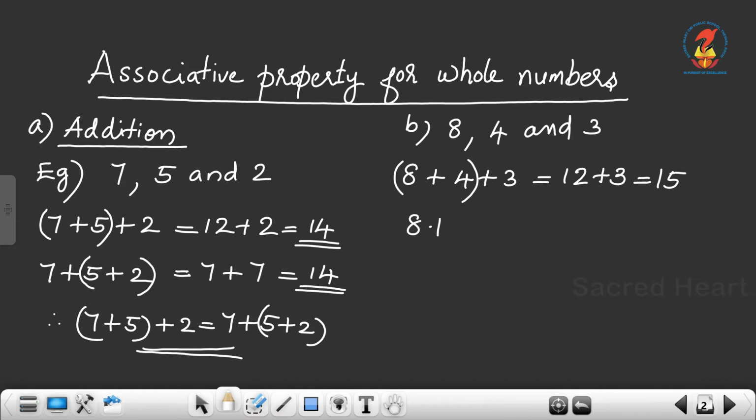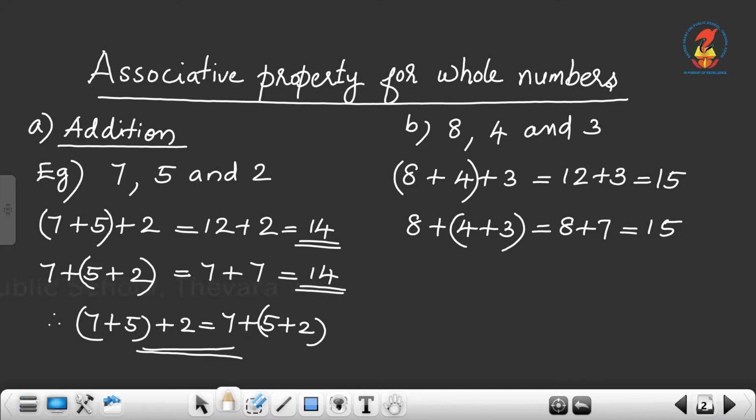Now, next 8 plus 4 plus 3. Where we have to put the bracket? Between this 4 and 3. That means we have to find the sum of 4 and 3 first, then add with 8. That is 8 plus 7. What is 8 plus 7? 8 plus 7 is also equal to 15.